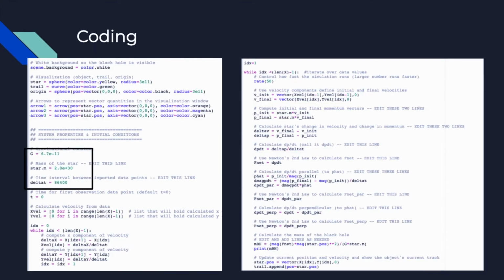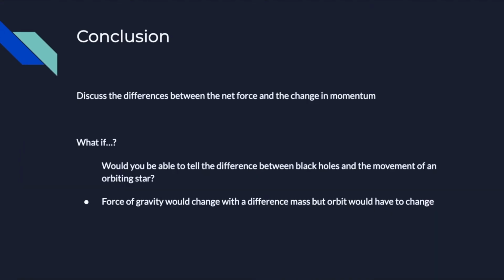Now, in the code, we see a lot of integration of the curving motions as time moves on. You see a lot of the dp dt and deltas, and all that's integrated into the code, and we see our relationship between our net force and our perpendicular and parallel forces. Additionally, on the left side, you see that the mass and the time was manipulated in order to track the data. In conclusion, we say that there are differences in the net force and the change in momentum.